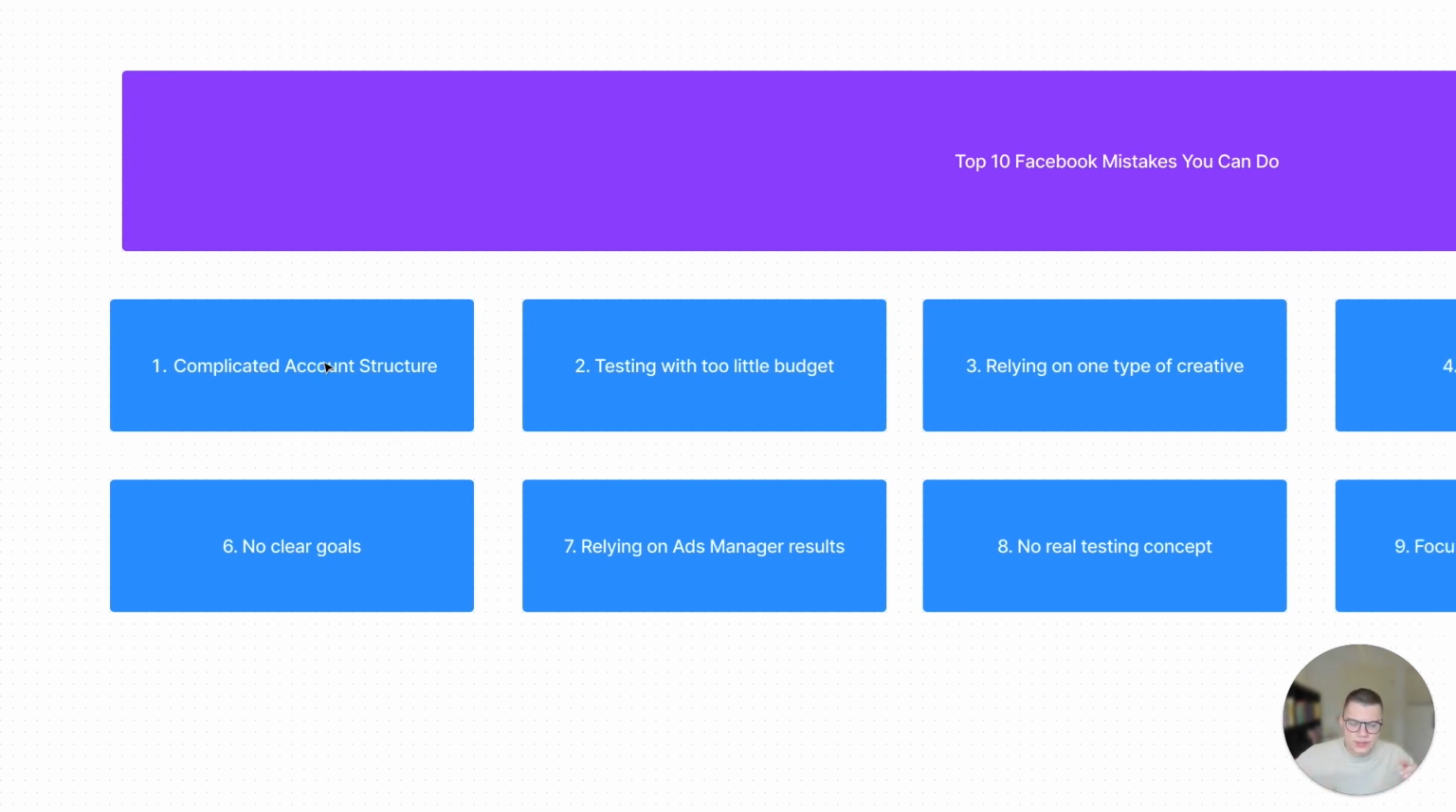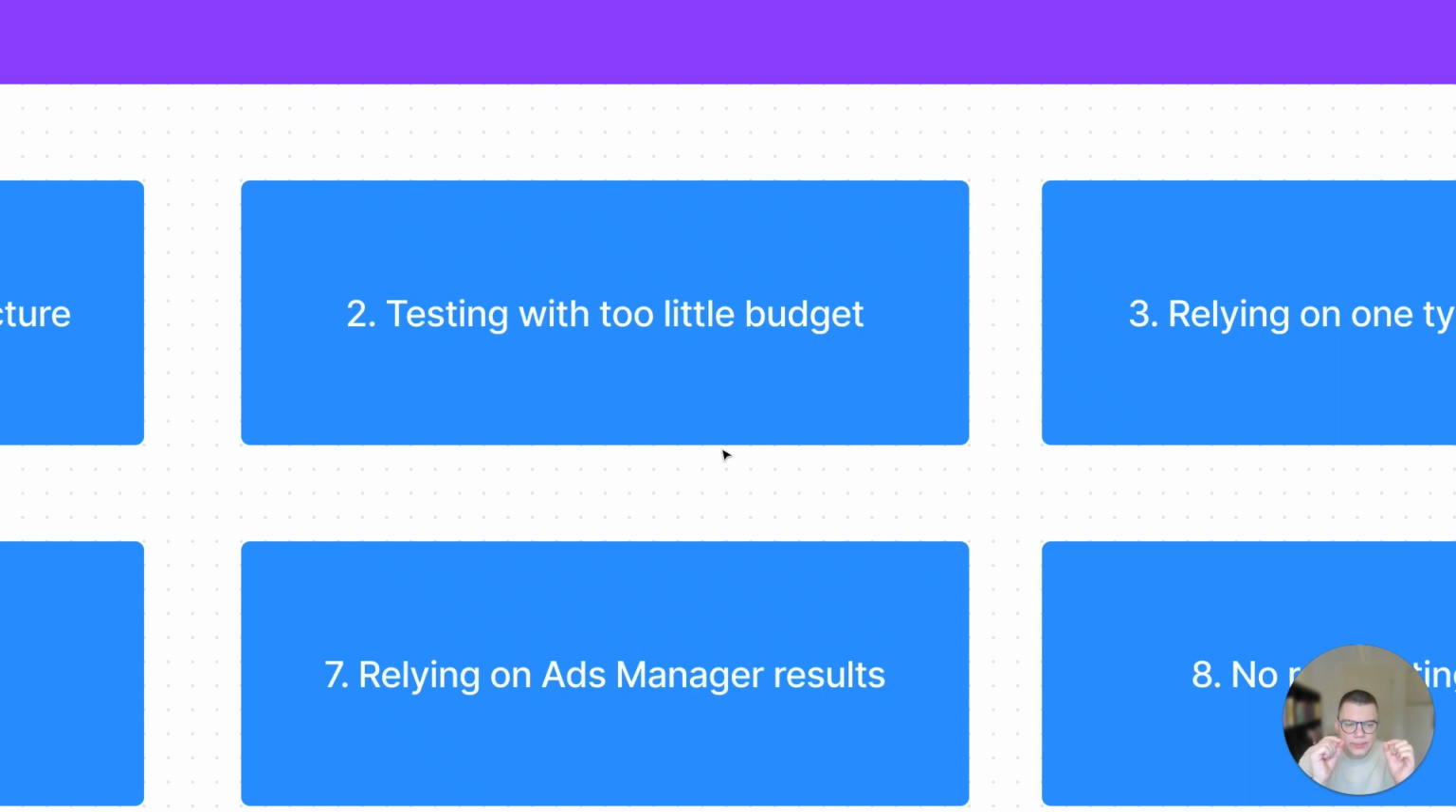Also, these aren't in any particular order, so number one isn't necessarily the most meaningful one. Each and every one of them has a meaning. If you change these, then you will be better. But yeah, number two, testing with too little budget.